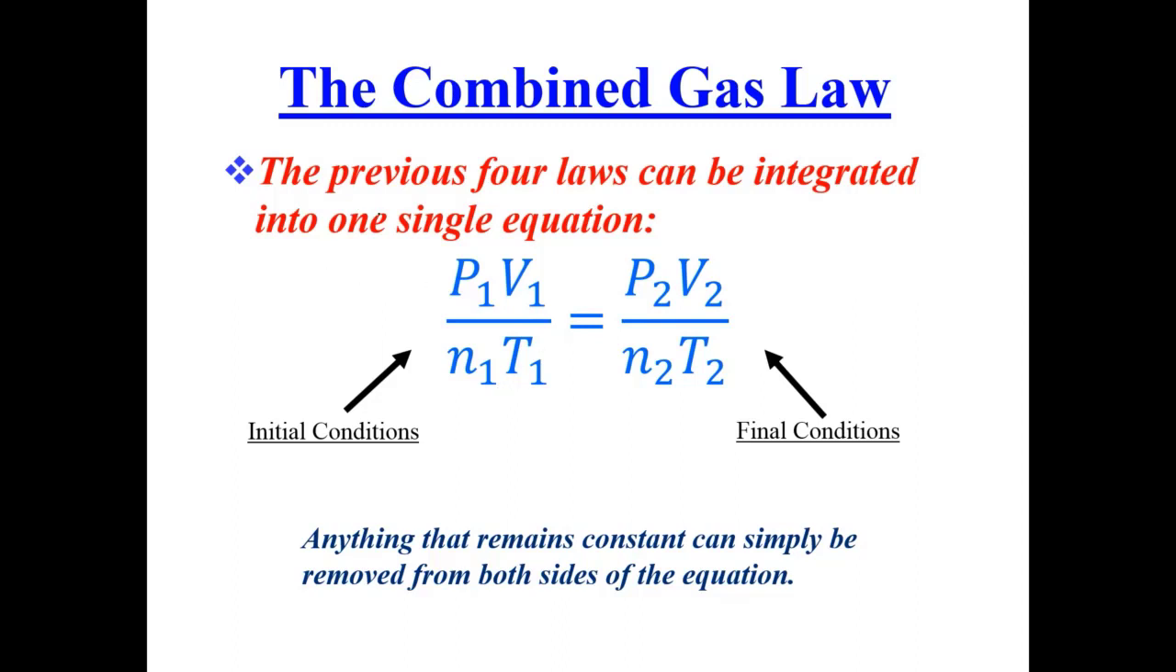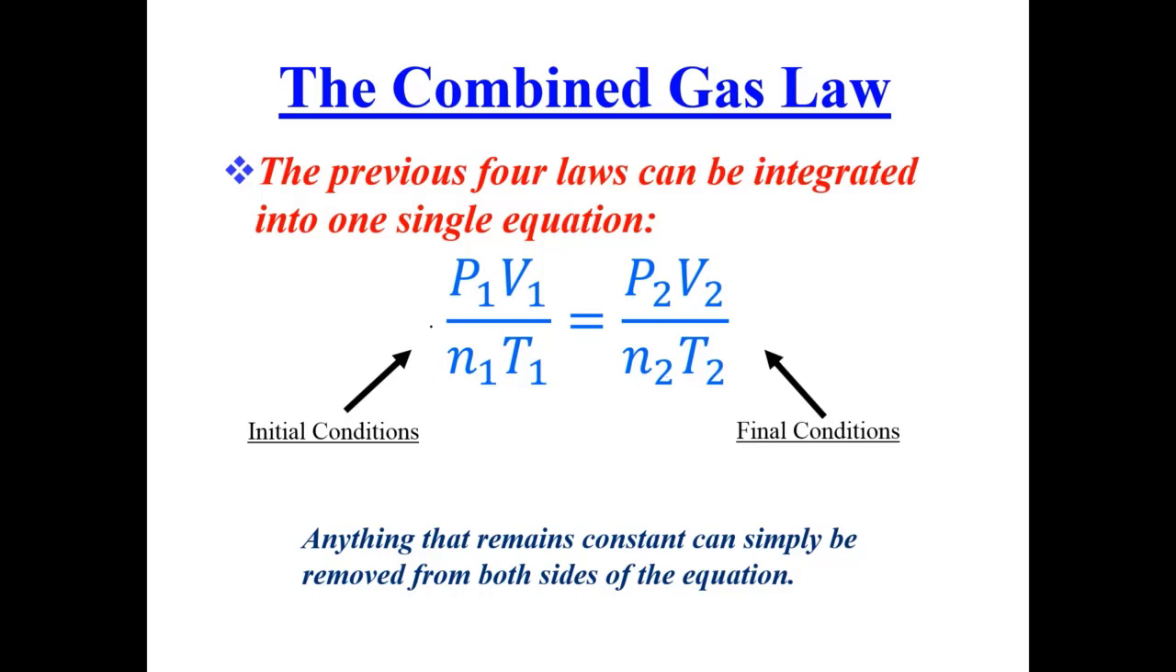All those previous four laws can be integrated into one single equation: P1 V1 over N1 T1 is equal to P2 V2 over N2 T2. Basically, the P1 V1 N1 T1 are the initial set of conditions, and the P2 V2 N2 T2 are the final set of conditions.